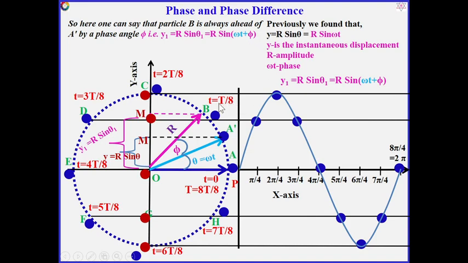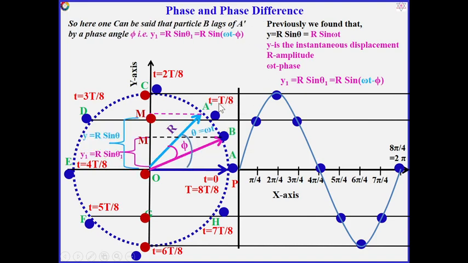Now we can consider another situation. Now suppose A dash is here, B is here. At time t equal to 0, this is the situation when they start moving. Then we find the phase angle between A dash and B is phi. But here the equation will be somewhat different. How? See, for A dash, what will be the displacement? If we consider this whole angle to be theta, then it will be r sin theta or r sin omega t, right?